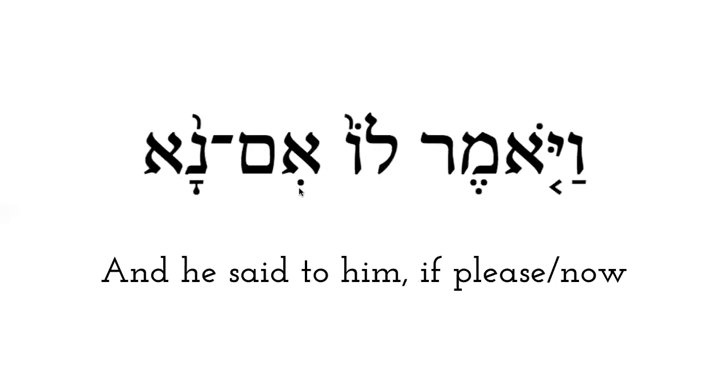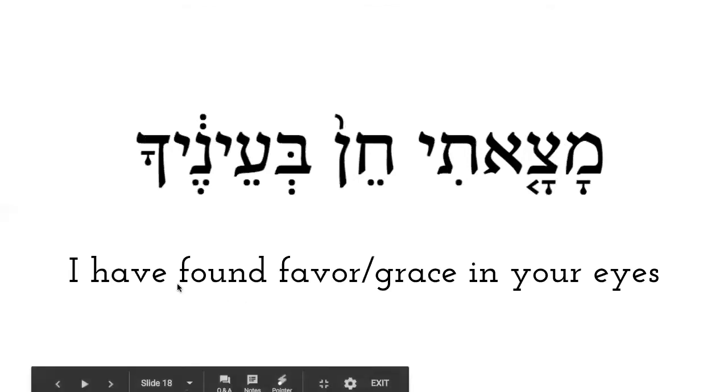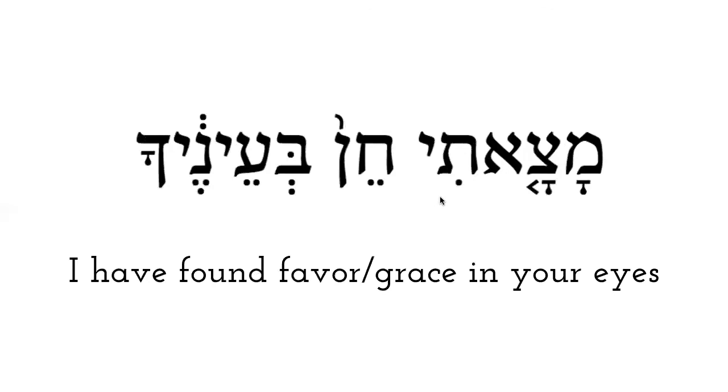and this is im, and this im means if, and this says na, which means please. Sometimes it's translated as now, but it's literally please, if please. And he said to him, if please, and this is matzati, and the accent mark is on tza, so matzati, and this means I have found. Just I have found, matzati. So please, if I have found.